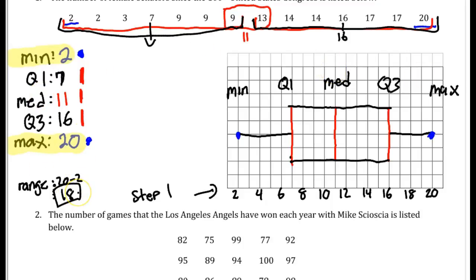Now we don't actually graph the ranges. There are 2 ranges, right? The range, and then the IQR, the smaller range. The range would be from the min to the max. So if you measured how far it is from the min to the max, that's the range. And how far is it from Q1 to Q3? That is the IQR, the interquartile range. So we don't actually graph those, but they are on the graph if you want to find them.